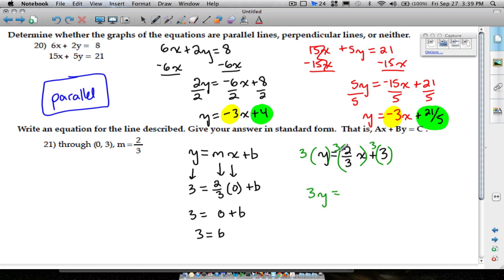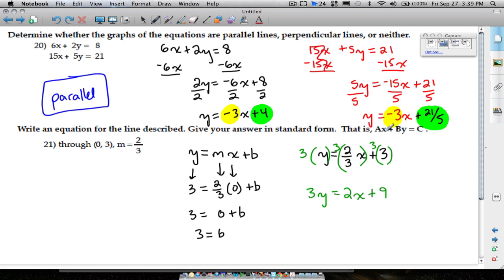If you multiply this by 3, what happens is that those 3's cancel out and you have 2. Or you can work this out. 3 times 2 is 6. 6 divided by 3 is 2. So we have 2x. Just be careful here. That's going to be plus 9. We're almost back to this form here.